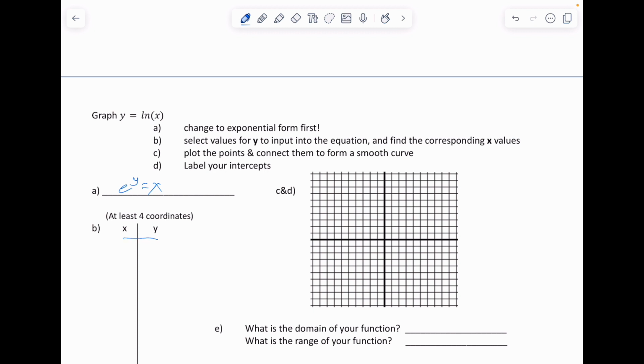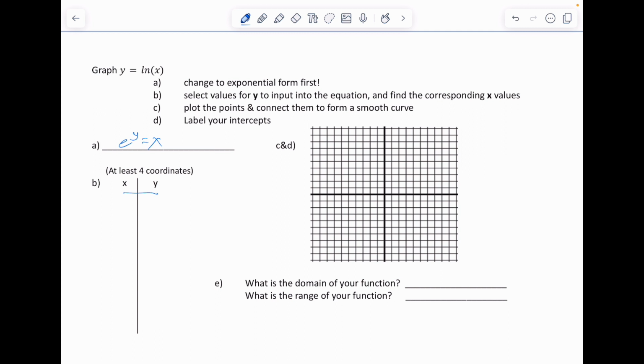All of that being said, now we have the fun of finding some coordinates. In the directions, it does say select values for y to input into the equation. The reason why is because this is kind of counterintuitive. Normally we see something like y equals e to the x. But we're actually dealing with the log. So it is the inverse of y equals e to the x. And it's easier to plug in values for y than it is to try to plug in values for x and then work backwards.